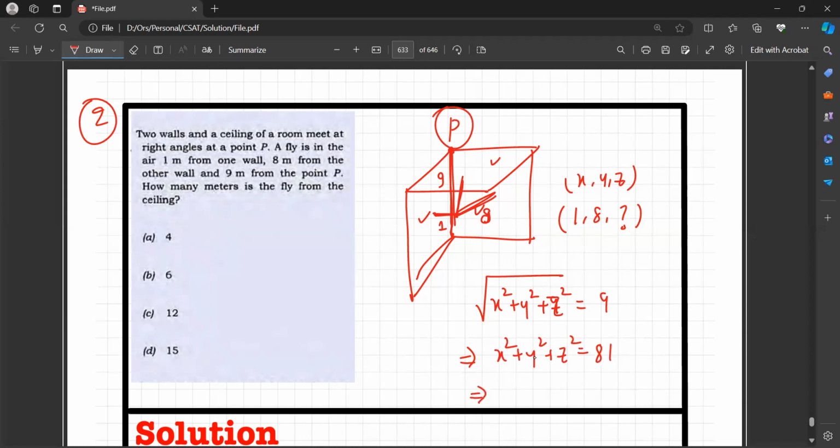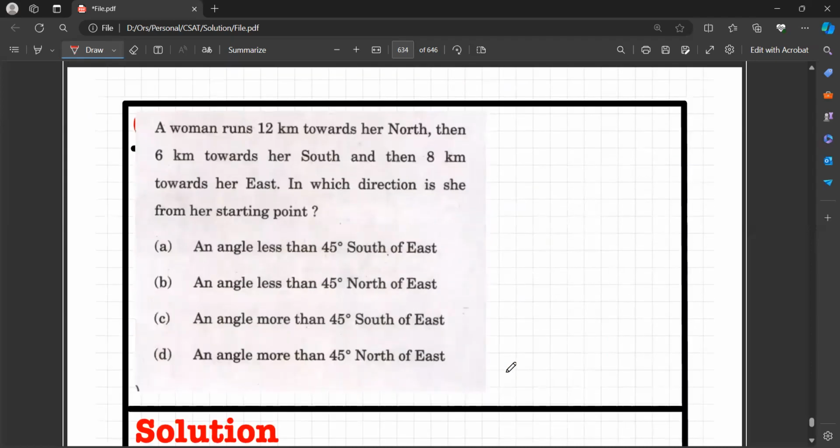ये 3D का कॉन्सेप्ट है. x square is 1, ये 64, z square equals to 81. So z square becomes 16, z becomes 4. So एक कोऑर्डिनेट जो सीलिंग वाला डिस्टेंस है, that will be 4. Got it? Let us go to the next problem. Question number 3.